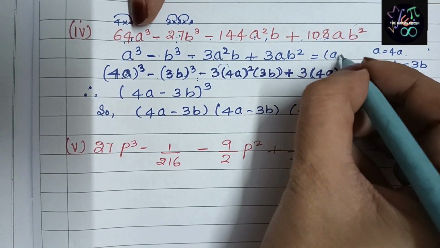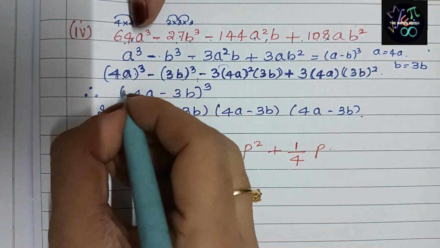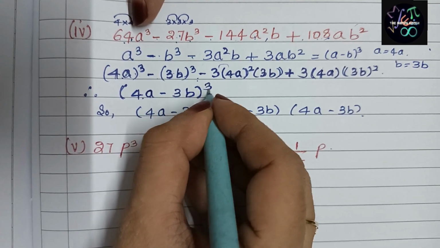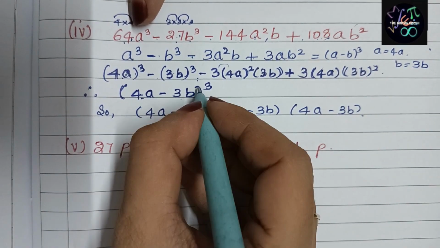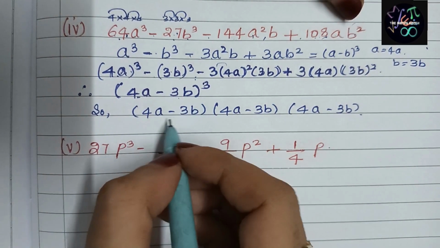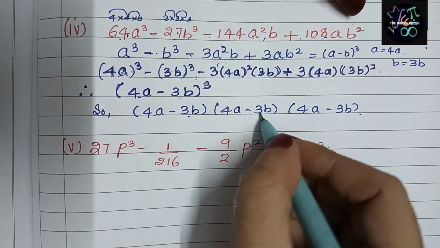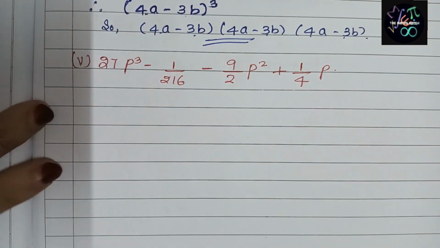This is the formula we have substituted here, and the formula of this is A minus B whole cube. So for this we wrote A minus B whole cube, that is A value is 4A minus 3B whole cube. So factorize they have told, so split it into 3 times: 4A minus 3B, 4A minus 3B, 4A minus 3B. This is the answer. Let us see this. I didn't solve this. We'll solve and write.